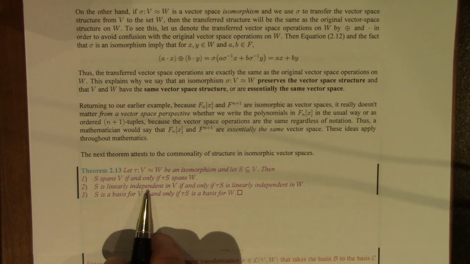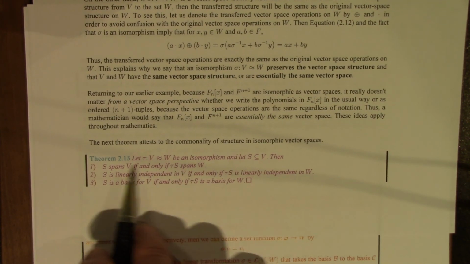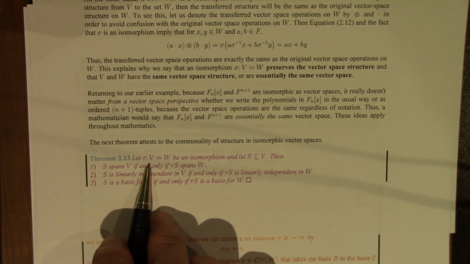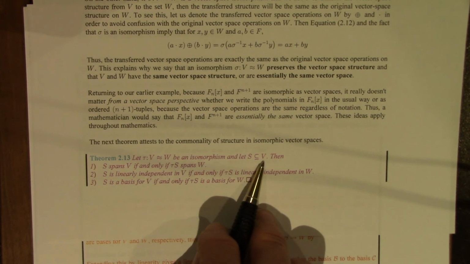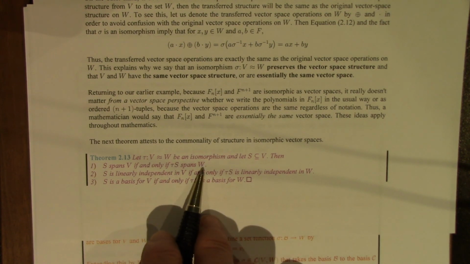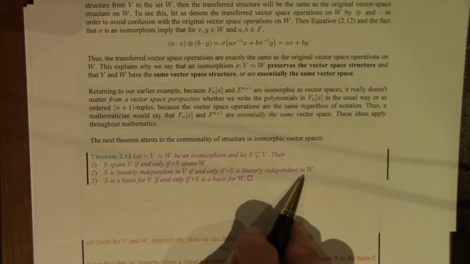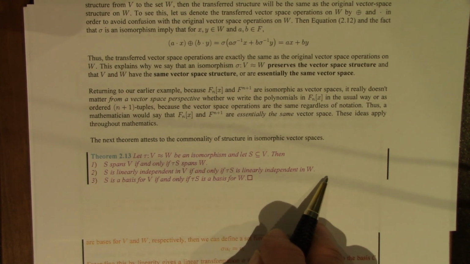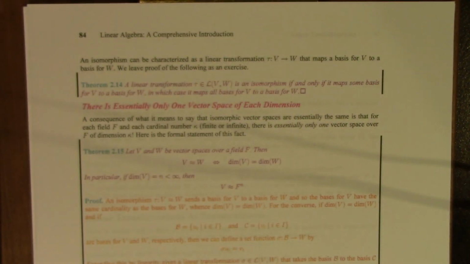In fact, this next theorem attests to the common structure that isomorphisms preserve. So if we have an isomorphism from V to W and a subset S of V, then that subset spans V if and only if its image spans W. It's linearly independent if and only if its image is linearly independent in W. And S is a basis for V if and only if its image is a basis for W. So all these structures, all these concepts are preserved.